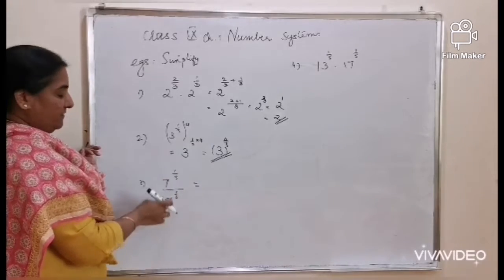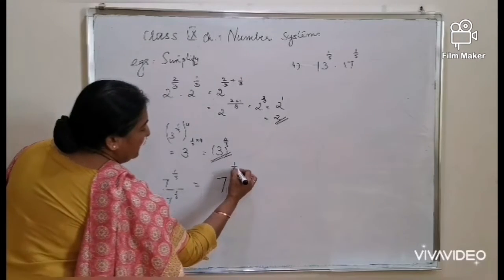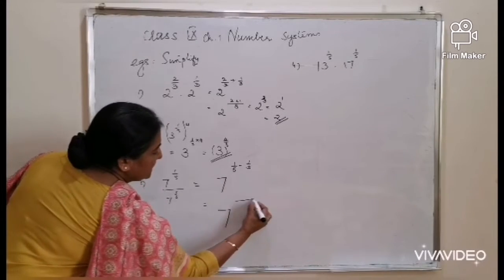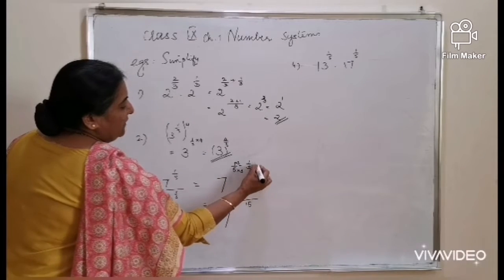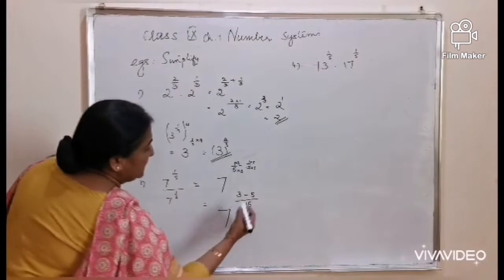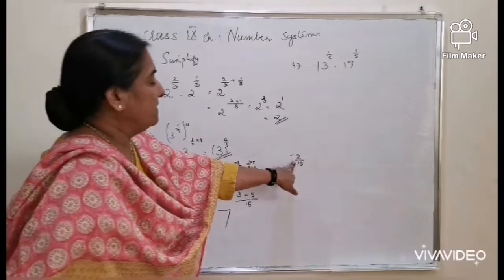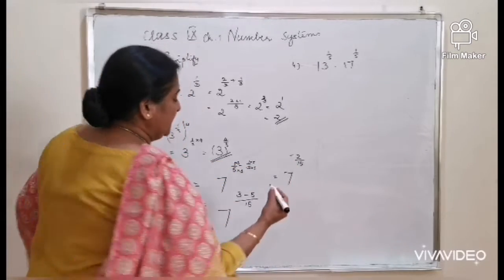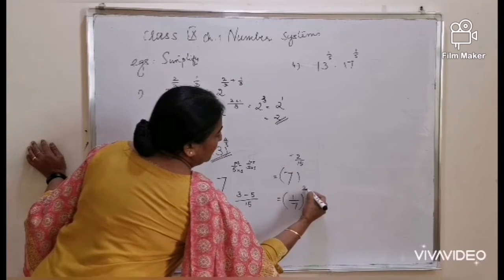7 to the power of 1 by 5 divided by 7 to the power of 1 by 3. 7 to the power of 1 by 5 minus 1 by 3. The unlike denominators LCM is 15, 3 into 3, 5 into 5, 3 minus 5, which is the same as 7 to the power of minus 2 by 15. When the exponent is a negative exponent, the reciprocal of the base is to be taken, or the final answer is 1 by 7 to the power of 2 by 15.